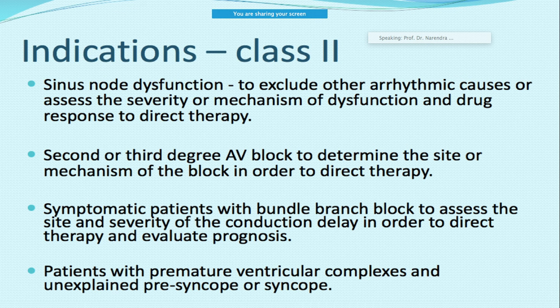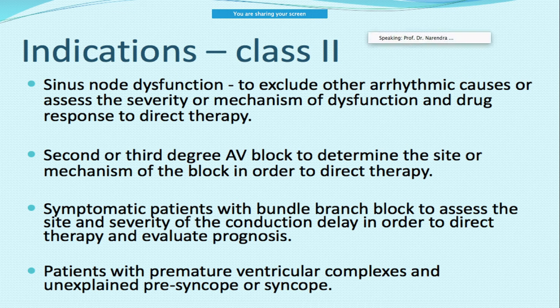And then class two. Class two indications are, if someone has a history of sinus node dysfunction, you are trying to exclude other arrhythmic reasons, find the mechanism of the dysfunction, and see how the drug response can direct therapy as well. Similarly, in second or third degree AV block, you're trying to determine the site or mechanism of the block in order to direct the therapy. It's not like third degree AV block, boom, you just go and put in a pacemaker. No, that's not the way. I'll try to show you some of the side effects as well. It's easy for people to just implant a pacemaker, but there can be a lot of side effects for that.